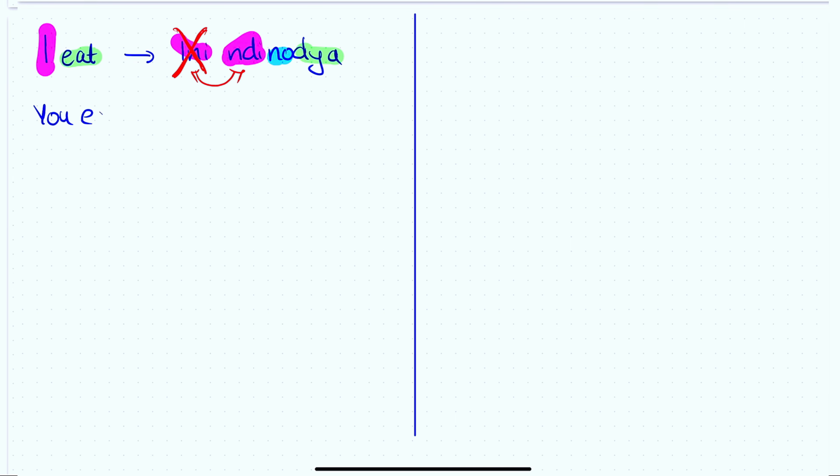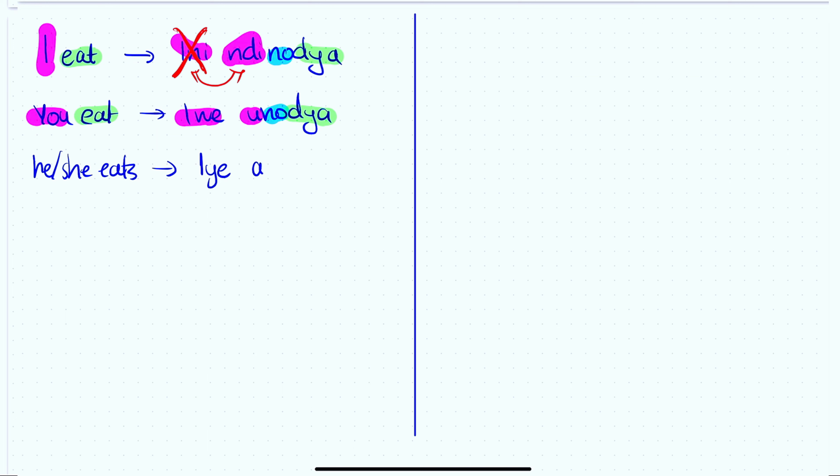You eat equals iwe unoja. You, iwe, u. Eat, ja. And our present tense marker. This is the same for the rest of the personal pronouns. For he or she, that will be iye anoja. There's our personal pronoun iye and its concord a.